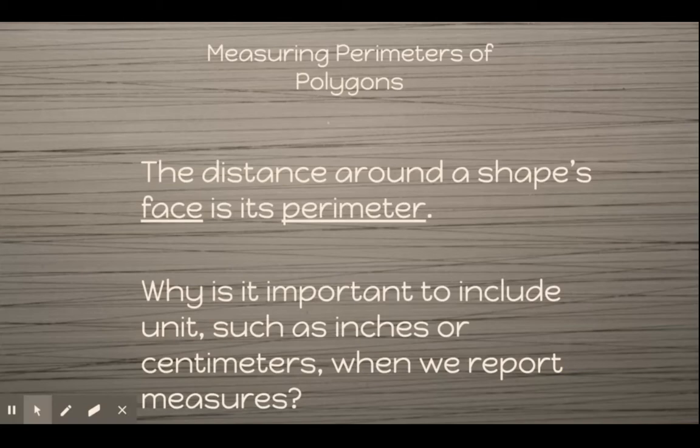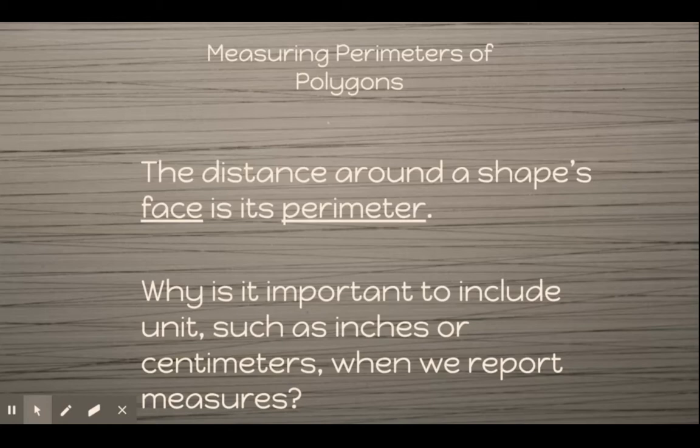So you're probably asking yourself, what is perimeter? Well, perimeter is the distance around a shape's face. It is like thinking about walking around the outside of the shape and finding out how long it is. When we are measuring perimeter, we're going to make sure that we include our unit. So perimeter is measuring the length. We measure the length in units like inches or feet, centimeters or meters. We could measure in miles.